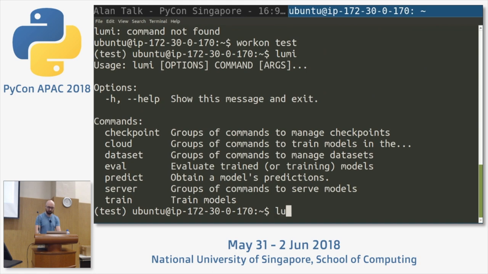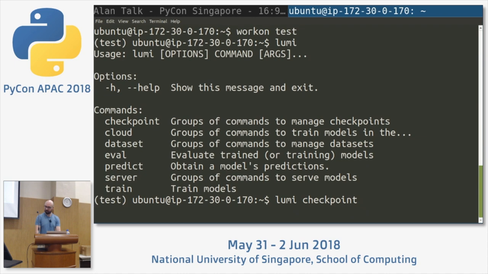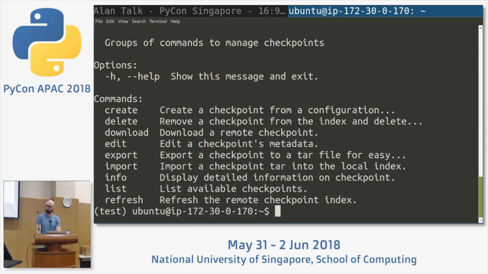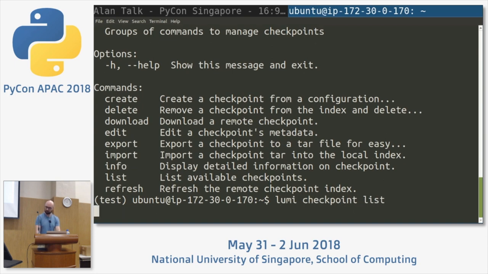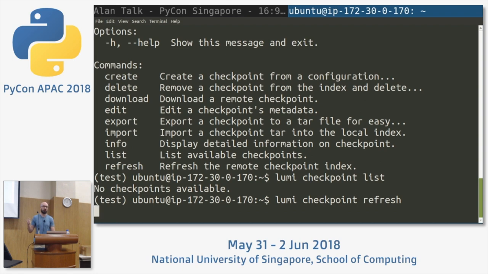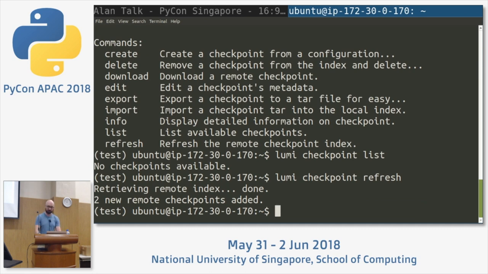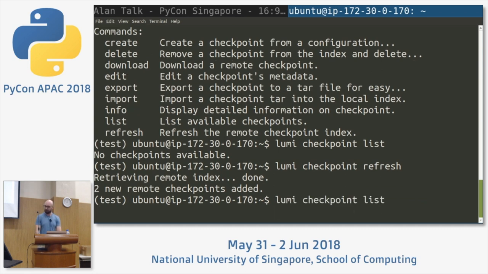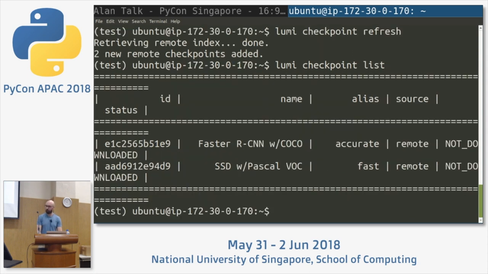OK, so I'm going to call Lumi checkpoint. This actually is going to search for what pre-trained models I have here. Sorry, Lumi checkpoint list. OK, no checkpoints available. So I have to do Lumi checkpoint refresh. So this will actually pull. We provide pre-trained models for Pascal and Coco for SSD and Faster. And so you see two remote checkpoints were added. So now if I do checkpoint list again, you're going to see that I have two checkpoints in my index. So both are not downloaded.